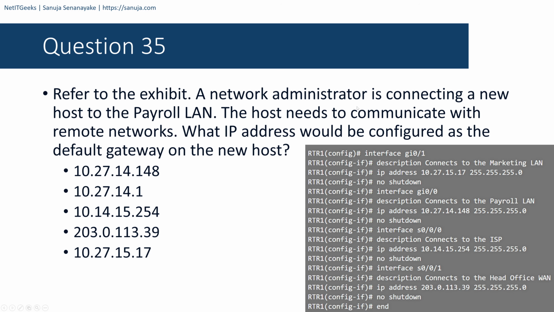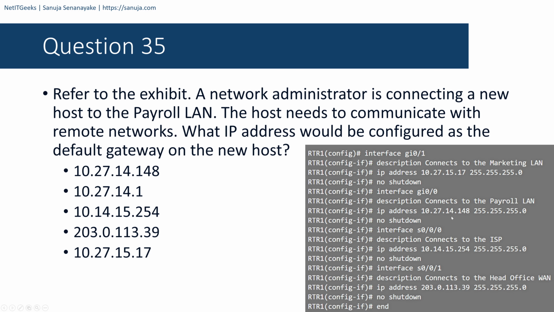First thing I'm going to do in these questions is look at what they're asking. They're asking about the payroll LAN. The only way I know which one is the payroll LAN without a Packet Tracer file is because they gave you a description of what is what. Here it says description: connects to the payroll LAN. Here the description connects to the marketing LAN, ISP, head office, and so on. So now we know this is the payroll LAN. Look at the IP address under that payroll LAN interface, this interface Gi0/0. The payroll LAN has the IP address 10.27.14.148 with the 255.255.255.0 subnet mask.